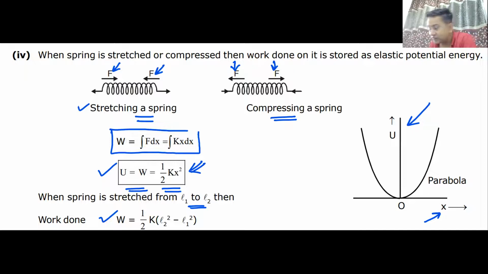Half k x1 square, or half k L1 square, is the energy stored in the position L1 or x1. Half k x2 square, or half k L2 square, is the energy stored in the position L2. Subtracting these, we will get the value of how much work is done to stretch the spring. I'll give you a minute to note this down. Note down the parabola again. Note down the equation of potential energy again. Remember, this potential energy is stored in the spring. I'll give you a minute to note it down.